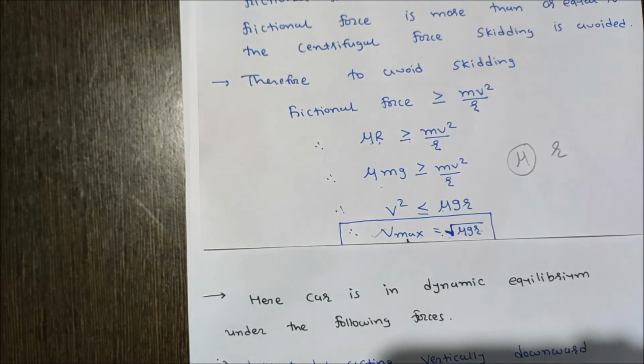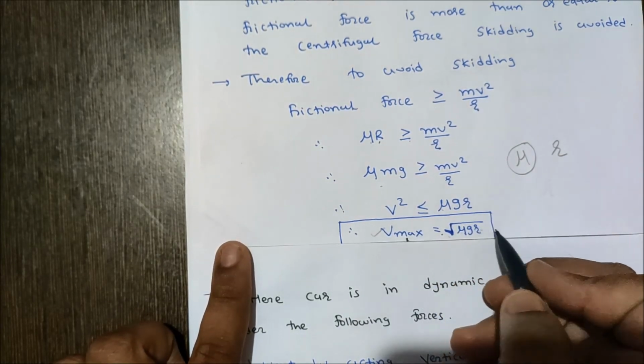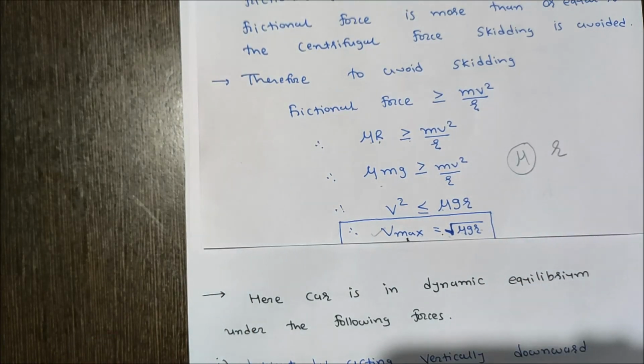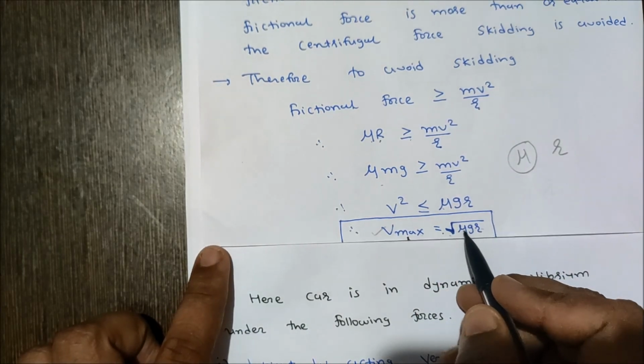So to avoid skidding, the maximum speed of our vehicle, V maximum, is equal to the square root of mu g r. So the maximum speed of circular motion of the car possible is given by V maximum is equal to the square root of mu g r.